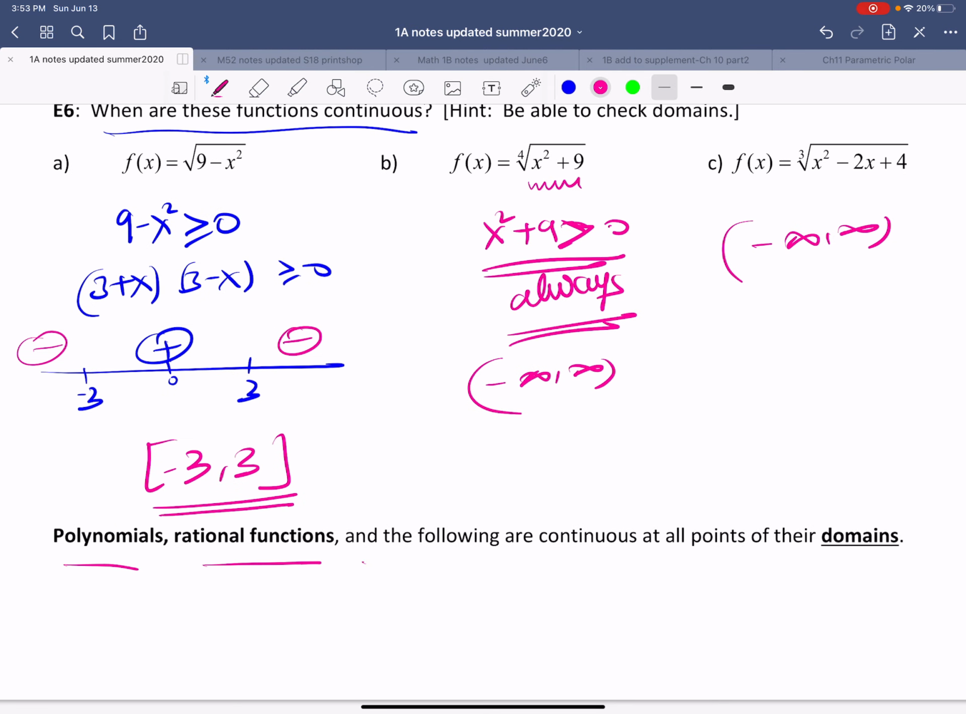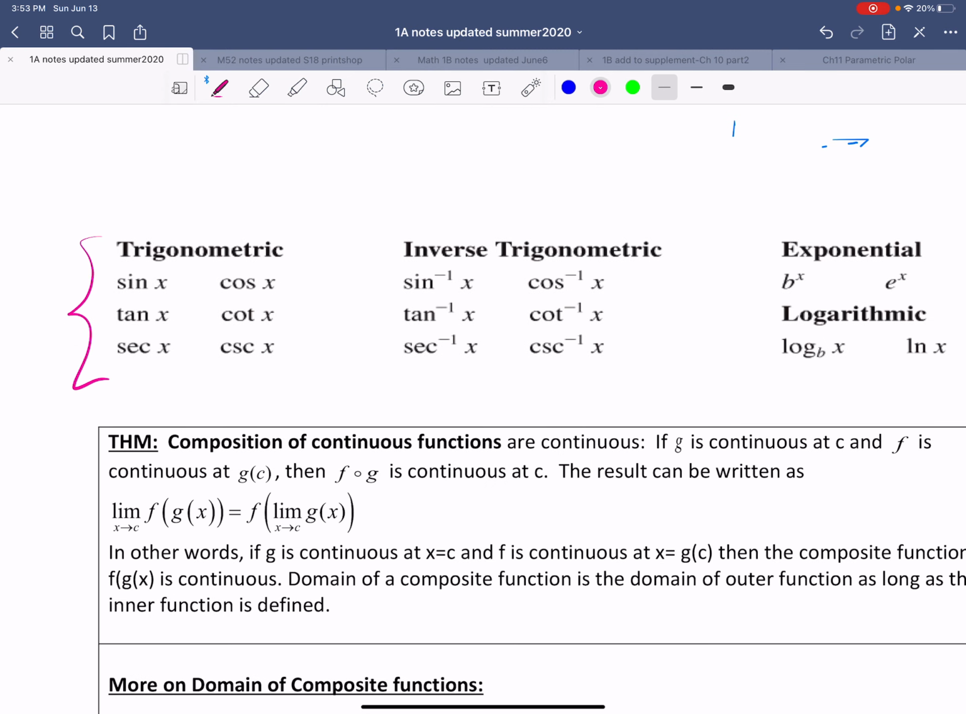Polynomials, rational functions, and the following are continuous at all points of their domain. So all the trig functions, inverse trig functions, exponential and log functions are always continuous in their domains. Okay.